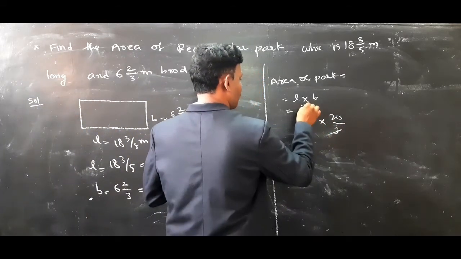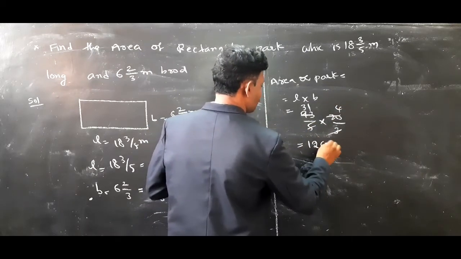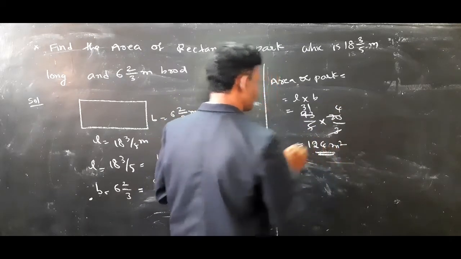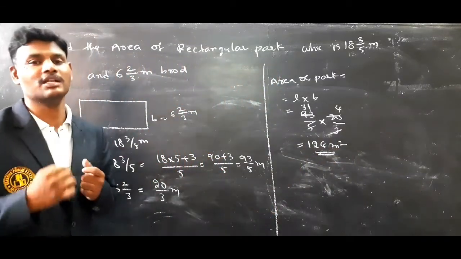3 3s are 9, 3 1s are 3, 5 1s are 5, 5 4s are 20. So what is the answer here? 124 meter square. So the area of the given park is 124 meter square.